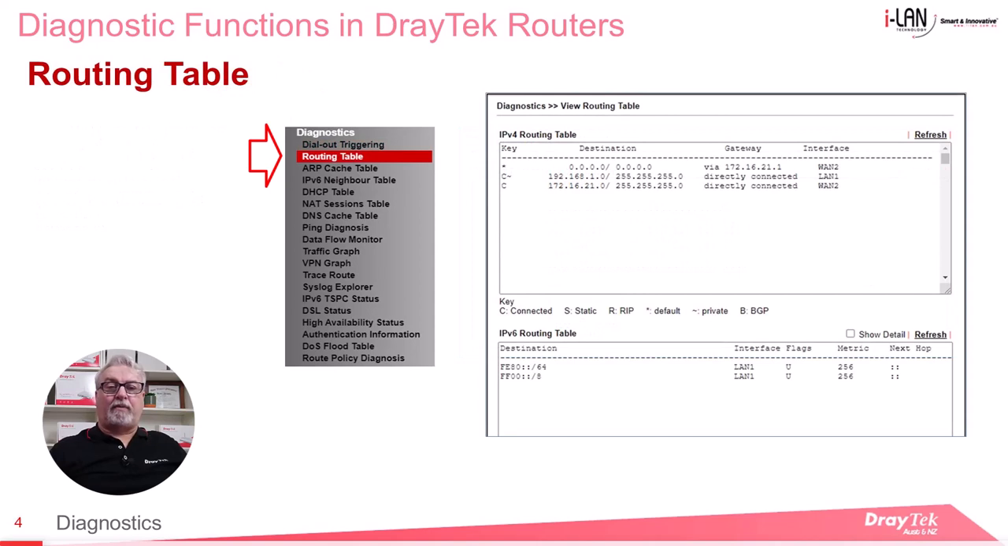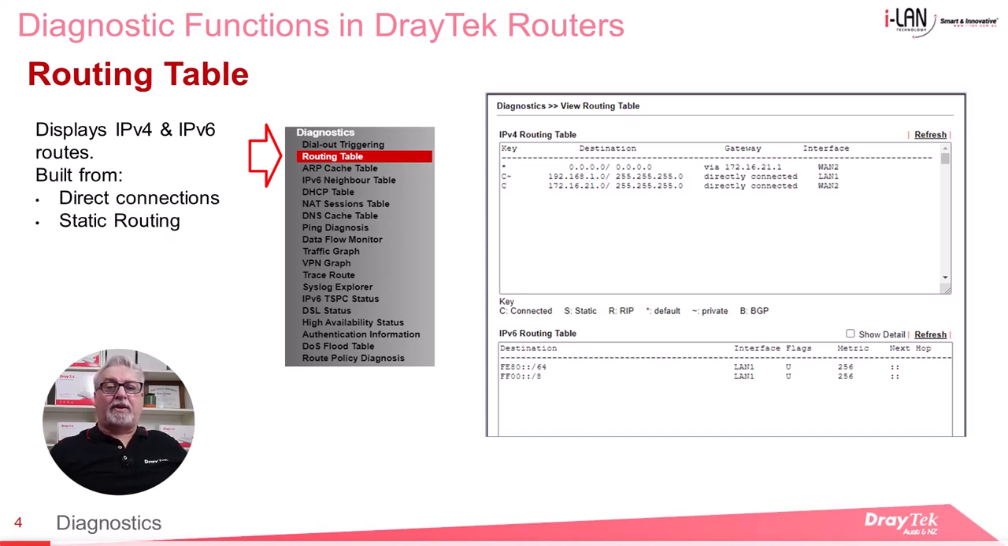Next in the menu, we have routing table. This is an important tool to troubleshoot routing issues. It displays IPv4 and IPv6 routes, which are built from direct connections, static routing, dynamic routing, policy-based routing, and inter-VLAN routing.